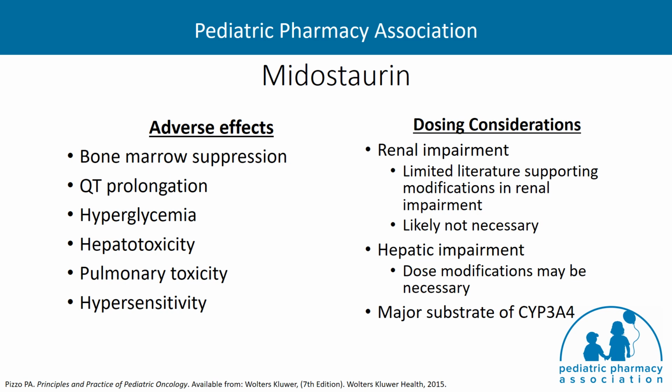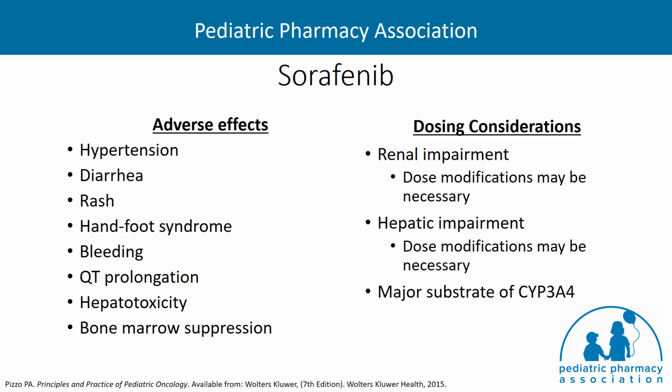Similarly, for sorafenib, I listed the most commonly reported or significant adverse effects on the left hand of the slide for your reference. Again, important to note the increase in adverse effects, again, likely due to off-target effects. Specifically due to VEGF inhibition, sorafenib has been associated with hypertension development. Just going through the list in its entirety, there's also a risk of rash, hand-foot syndrome, QTc prolongation, hepatotoxicity, and then also bone marrow suppression.